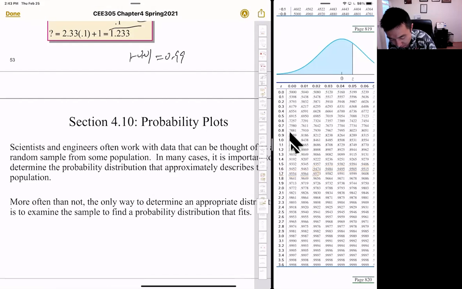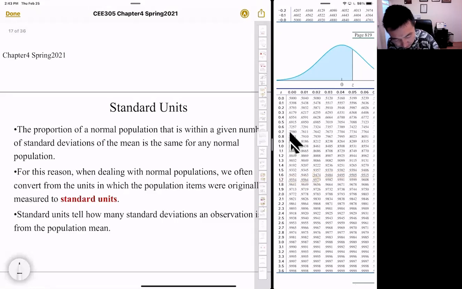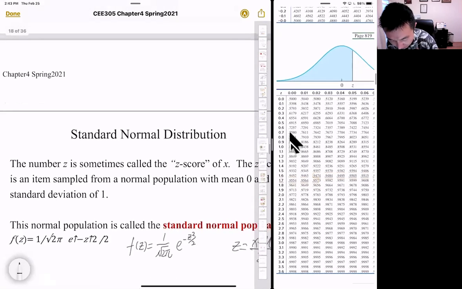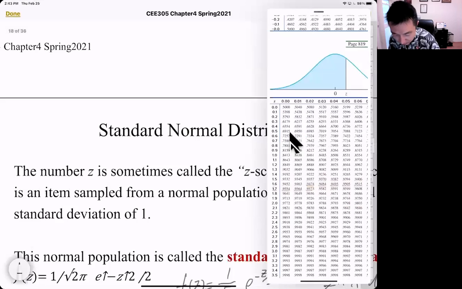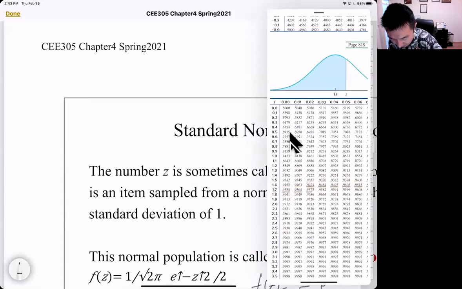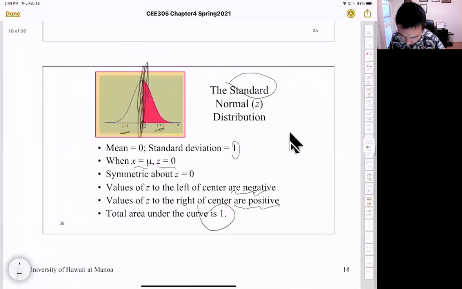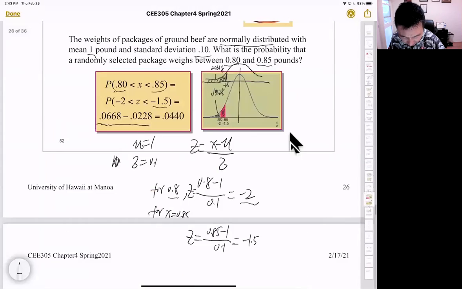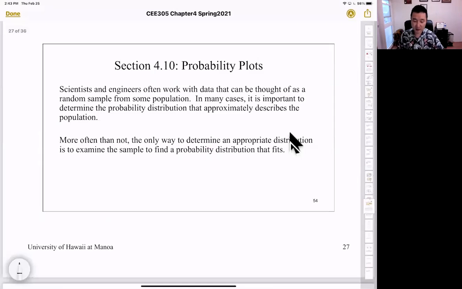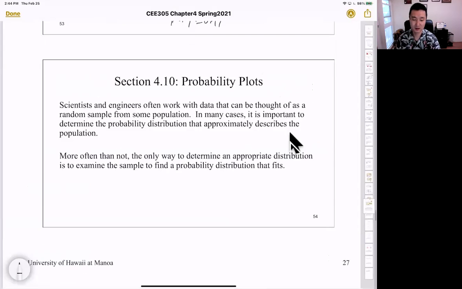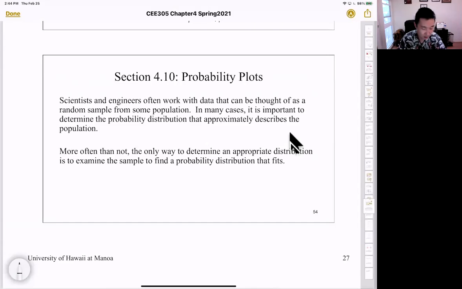So let's continue. I don't think we need a table for now, so let me get rid of the table. Okay, we are here: probability plot. So what does that mean? Let me put my iPad in vertical. So let's just read together.